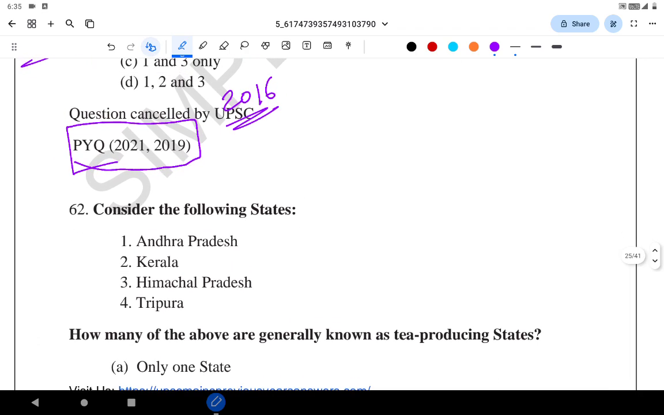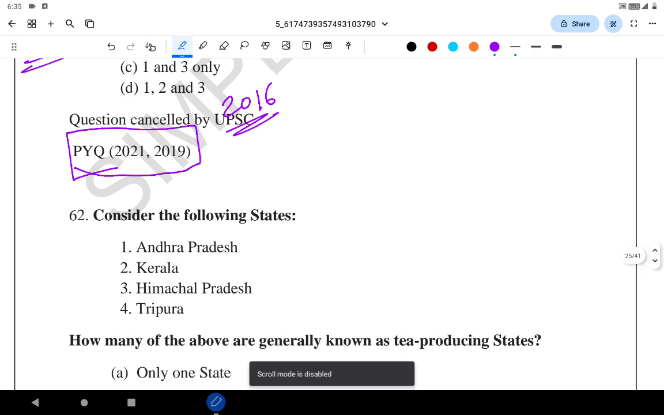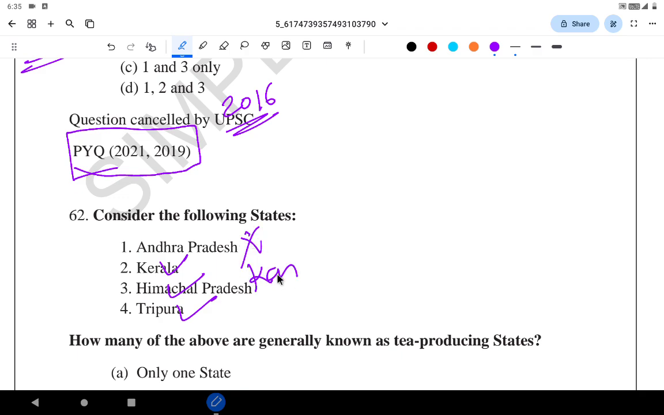How many of the following are generally tea producing states? Andhra Pradesh, Kerala, Himachal Pradesh, Tripura. Tripura 100%, Himachal Pradesh and Kerala. Andhra Pradesh is not. The remaining states are Karnataka, West Bengal, Assam, Uttarakhand and Tamil Nadu.